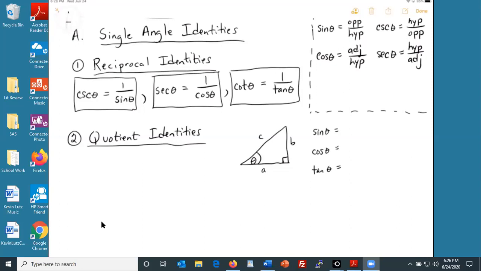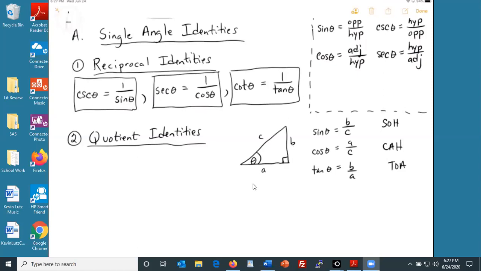So the sine of theta would be the opposite side, B, divided by the hypotenuse, C. Remember, we can do SOHCAHTOA to remember these. SOH means that the sine is the opposite side divided by the hypotenuse. Now the cosine is the adjacent divided by the hypotenuse. So A is adjacent to the angle, so it's A divided by the hypotenuse, C. And then tangent, or TOA, means you divide opposite by adjacent, so it's B divided by A.